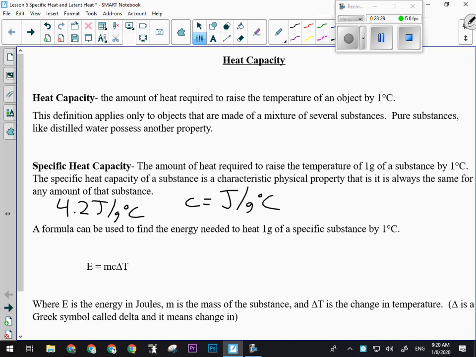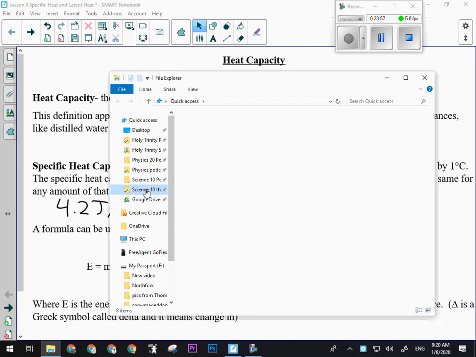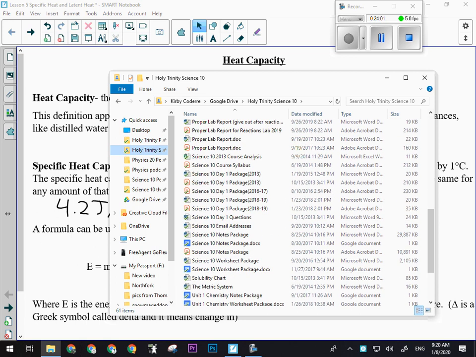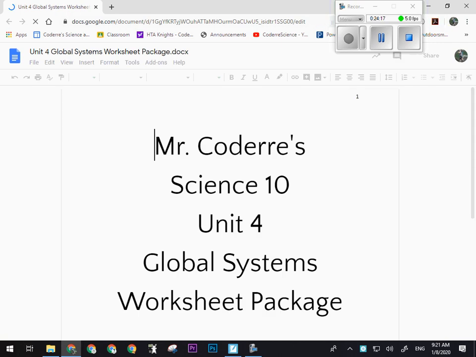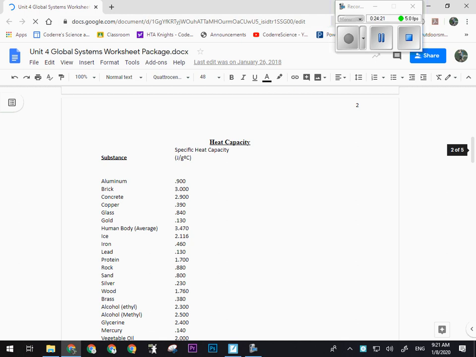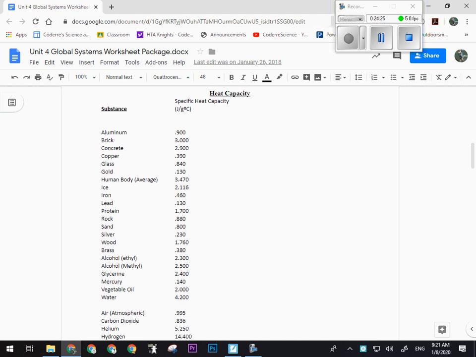Okay. On your periodic table, if you still have it, there should be a list of, there's only a few on there. I take it back. But in your workbook package, or in the notes package, one or the other, there's a big long list of specific heat capacities. I think it's in the global systems worksheet package. Yeah, there it is. It's the first page. Okay, so these are some of the specific heat capacities of common substances.